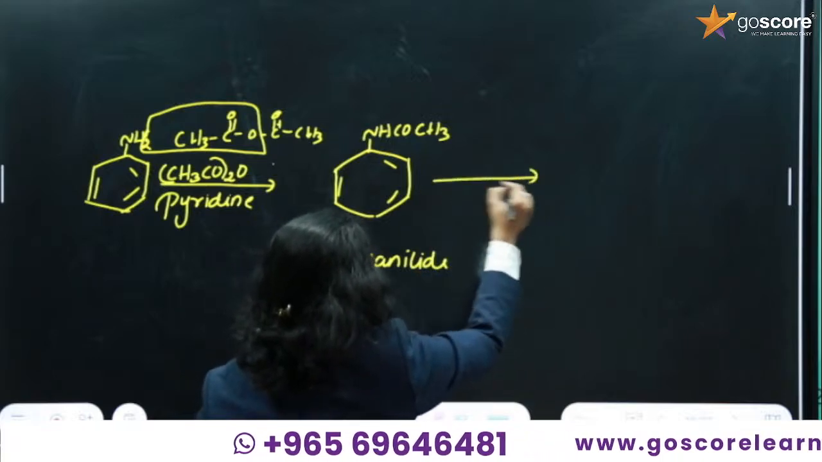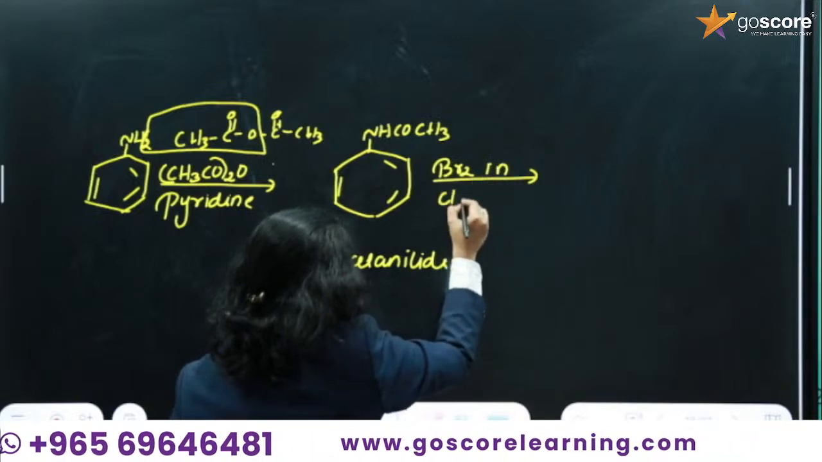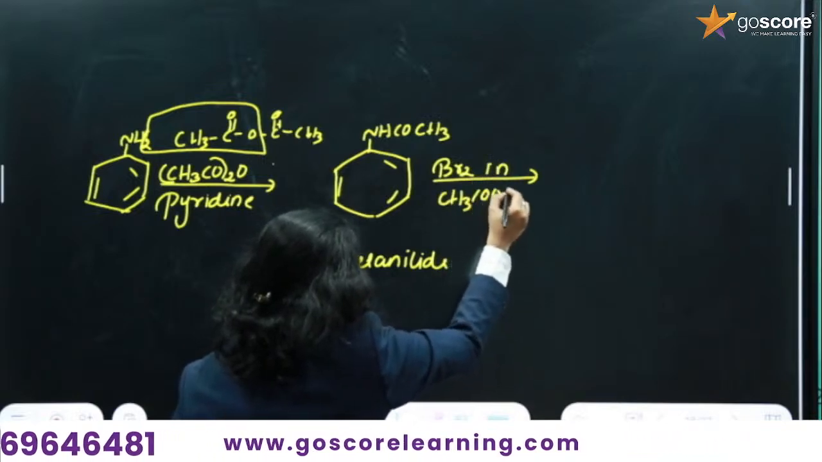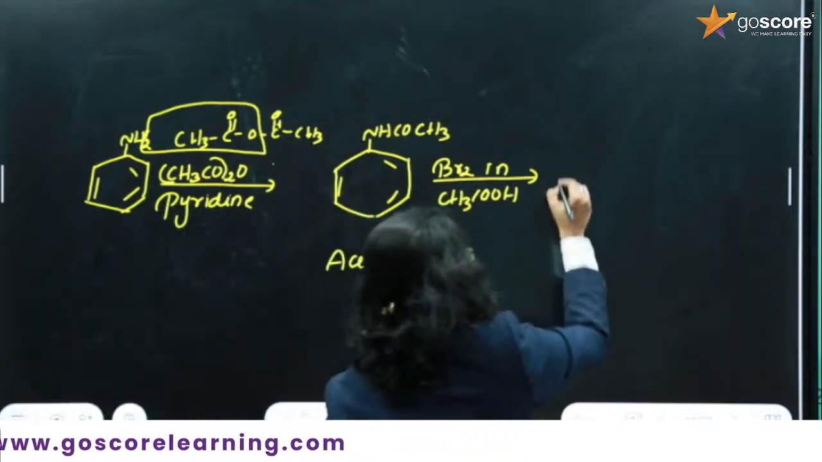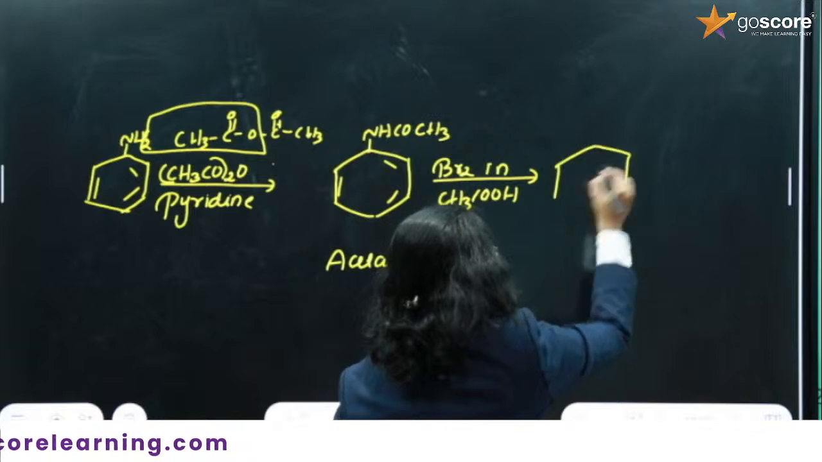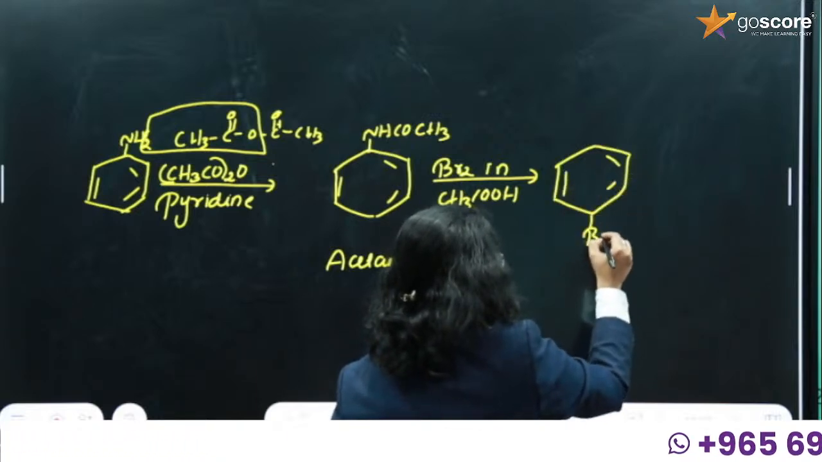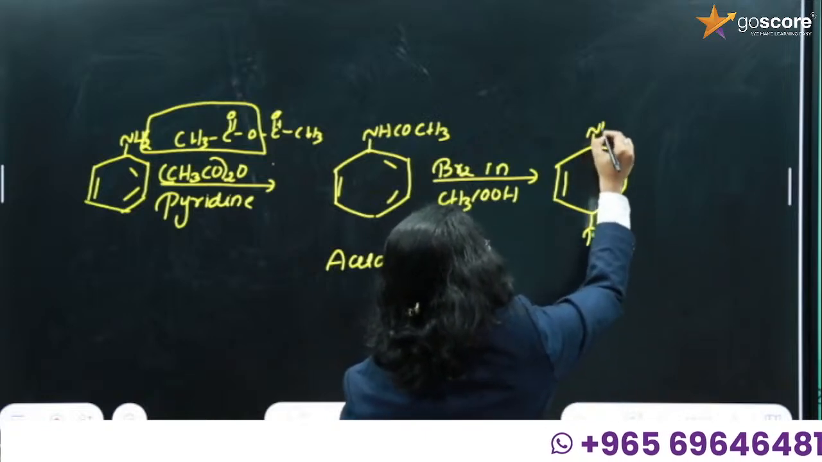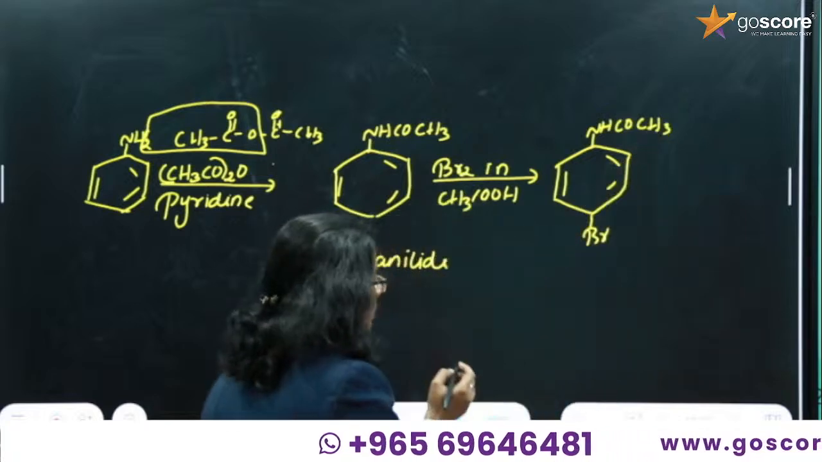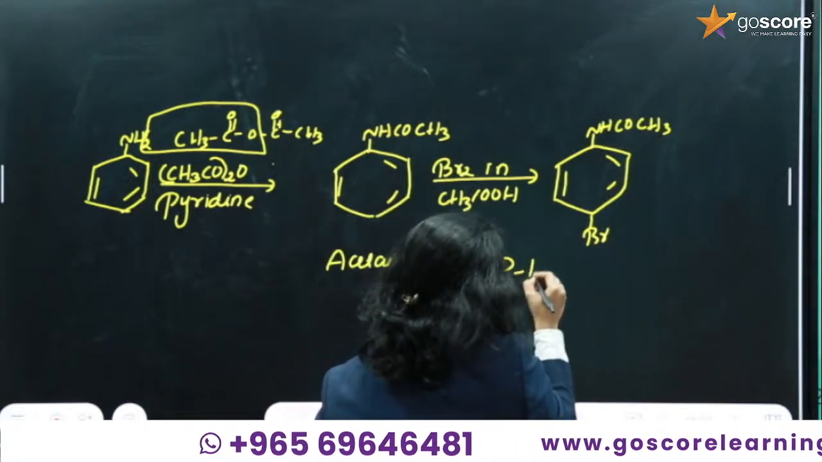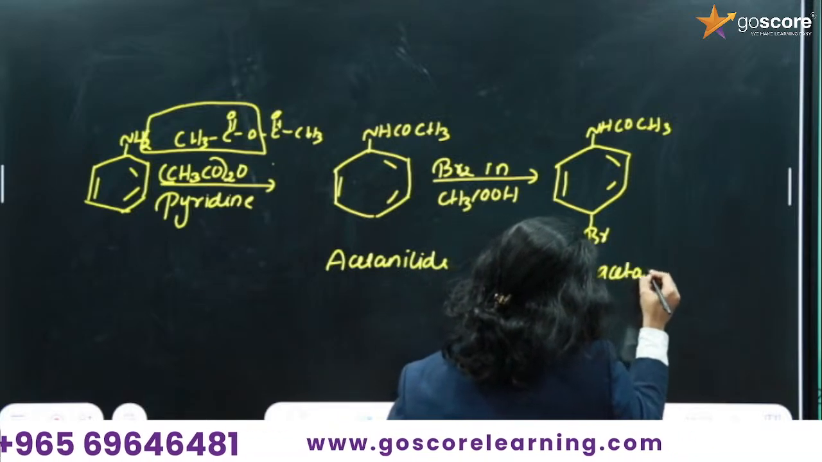This on bromination, that is bromine in acetic acid, the bromine will be attached on the para position. Br, NHCOCH3. That is, you will get para bromo acetanilide will be formed.